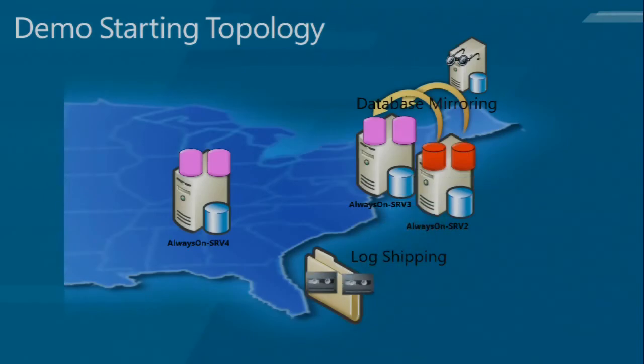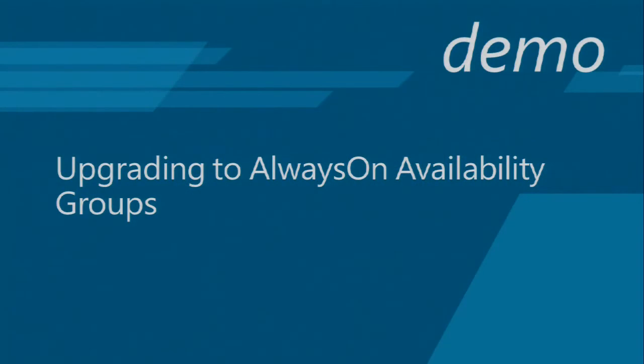All right, so let's assume a customer scenario. The customer has said that I want local high availability and I want a regional HA site or a DR site. Currently what the customer might be doing is setting up database mirroring for local high availability and log shipping for the DR site. In my scenario, I'm using AlwaysOn SRv2 and AlwaysOn SRv3 for database mirroring, and AlwaysOn SRv4 is my log shipping target. Let us convert this into an availability group. I'm going to jump into my demo right now.